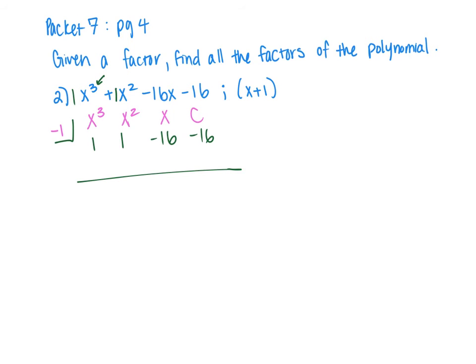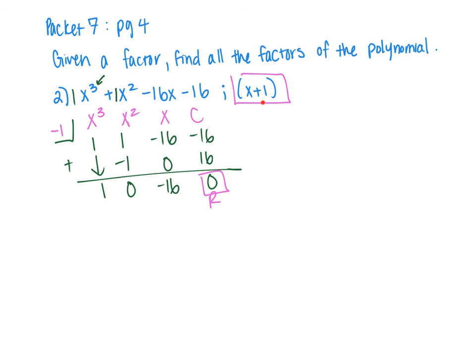So first off, we always bring down the first number. We multiply the bottom number with the number in the box. So that's negative 1. And then we add. So that's 0. 0 times negative 1 is 0. And then negative 16 plus 0 gives me negative 16. Negative 16 times negative 1 gives me positive 16. And if I add, I get a remainder of 0. Nice. So that tells me that x plus 1 is a factor.